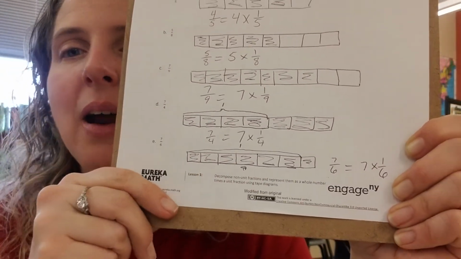Great job. All right, so what you're going to do is you're going to finish lessons on Zearn, lessons 1, 2, and 3, because I really want you to have the practice with that. Going from just repeated addition to how can I add them differently to multiplying, okay? Once you have finished lessons 1, 2, and 3, you are going to get the exit ticket.